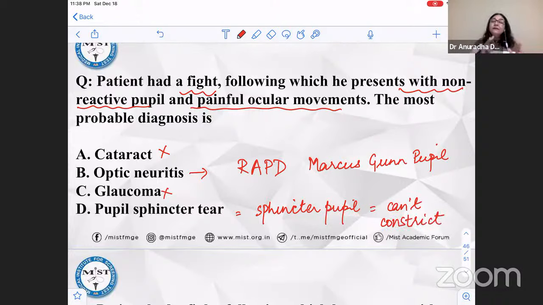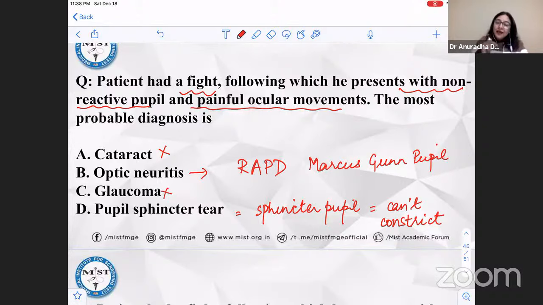And painful movements can be there if there is associated trauma to the muscles or in the orbit area or the eye is inflamed. So I will not be marking the right answer for this question because I find it a little incomplete.